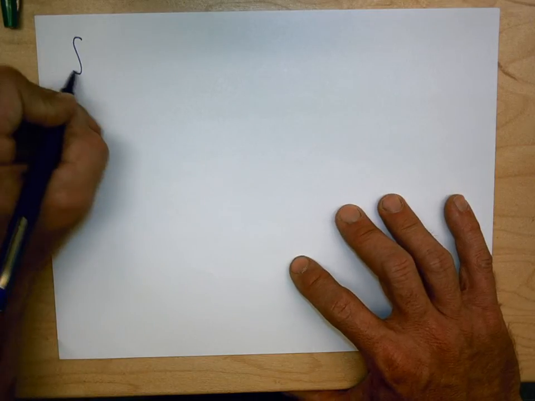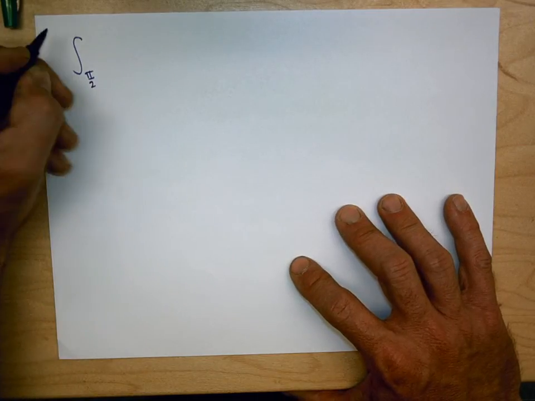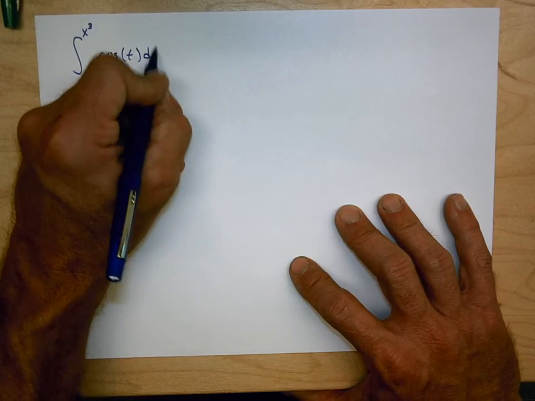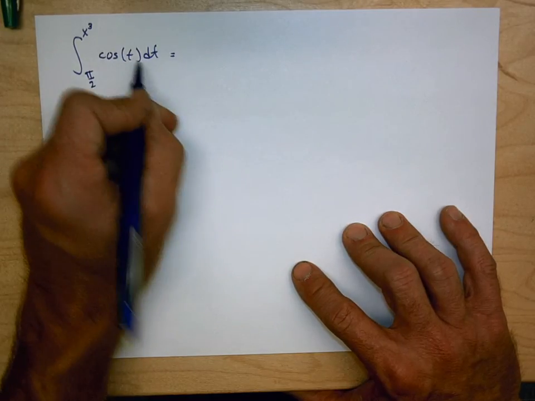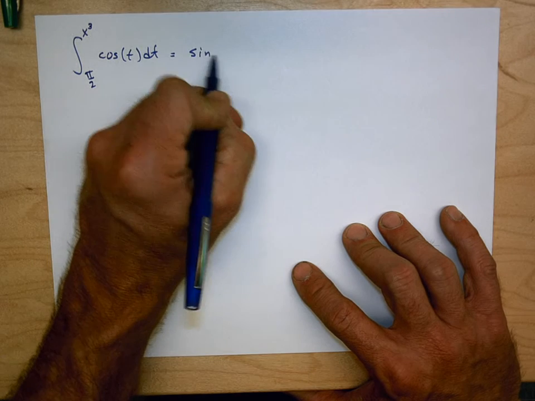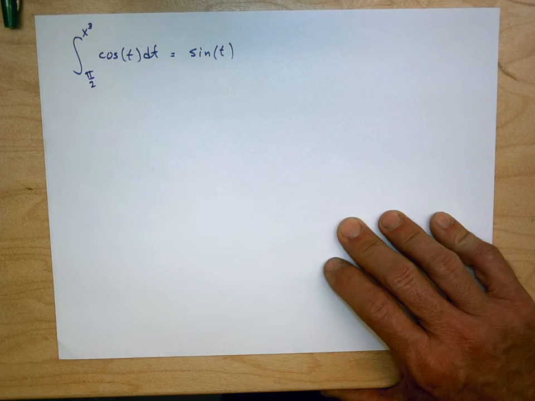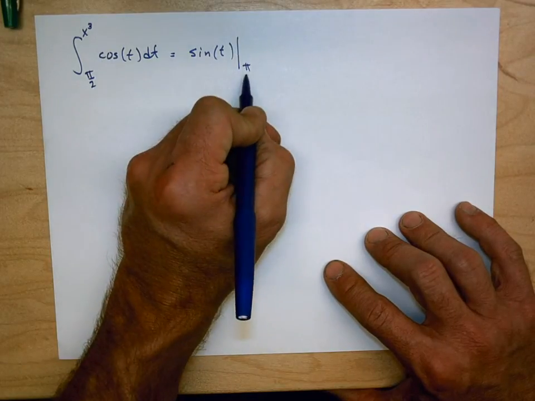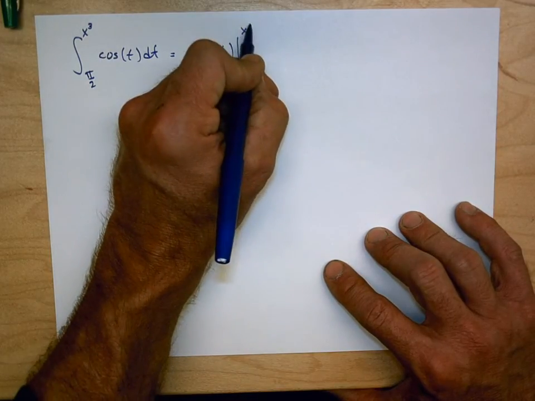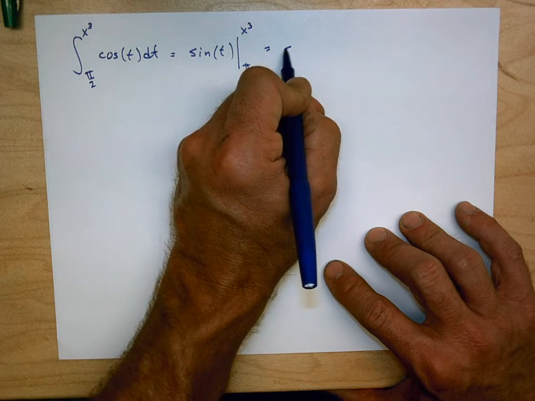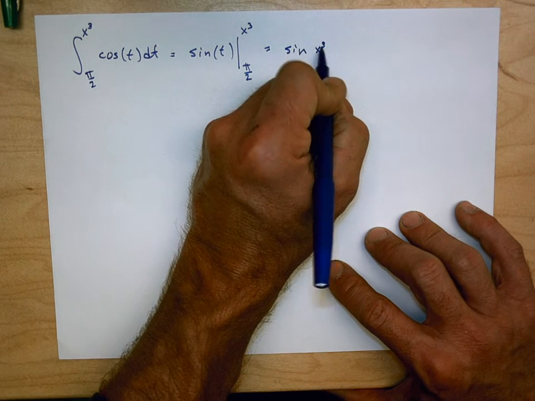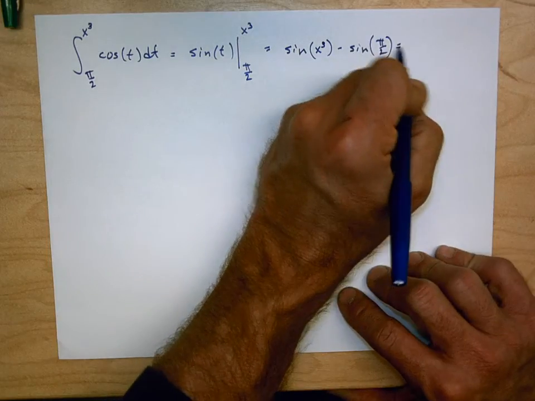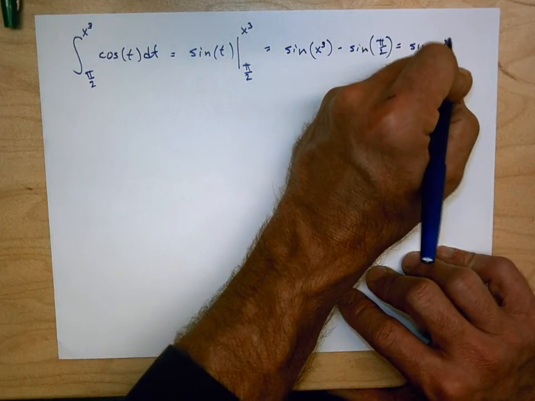So if I were to take the integral from pi over 2 to x cubed of cosine t dt, well, I know that the antiderivative of cosine, so basically I'm using the first part of the fundamental theorem of calculus instead of the second, because I know the antiderivative of cosine is sine. And I'm going to go from pi over 2 to x cubed. So using the first part of the fundamental theorem of calculus, I end up with sine of x cubed minus sine of pi over 2, which is sine of x cubed minus 1.